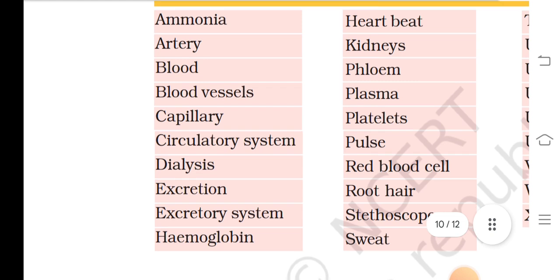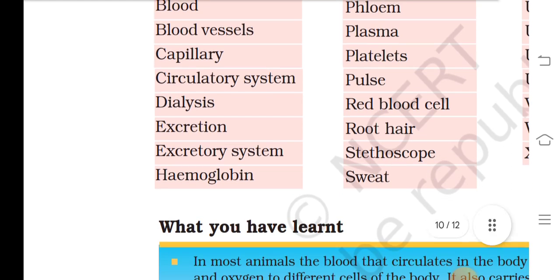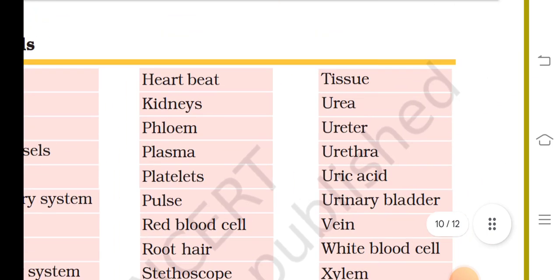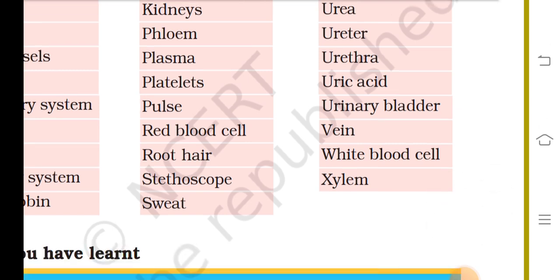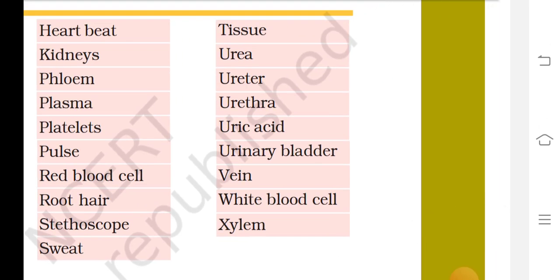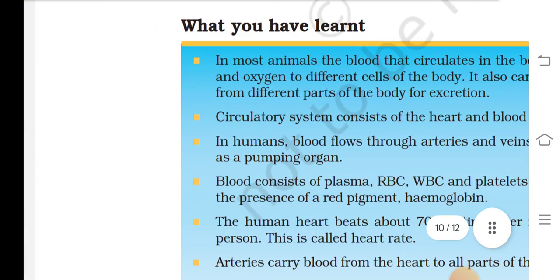Keywords: ammonia, artery, blood vessels, capillaries, circulatory system, dialysis, excretion, excretory system, hemoglobin, heartbeat, kidney, phloem, plasma, platelets, pulse, red blood cells, root hairs, stethoscope, sweat, tissue, urea, ureter, uric acid, urinary bladder, vein, white blood cells, xylem.